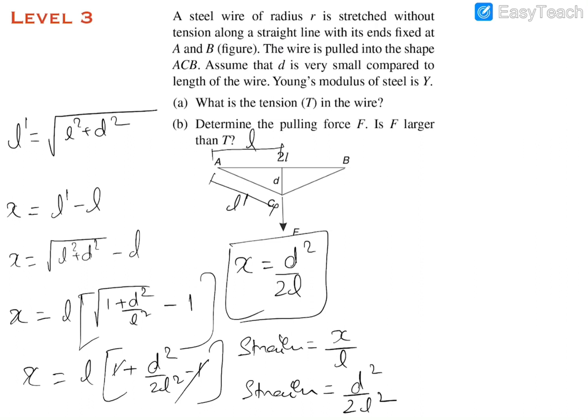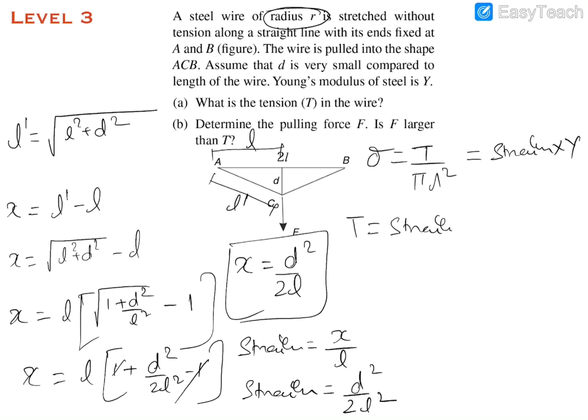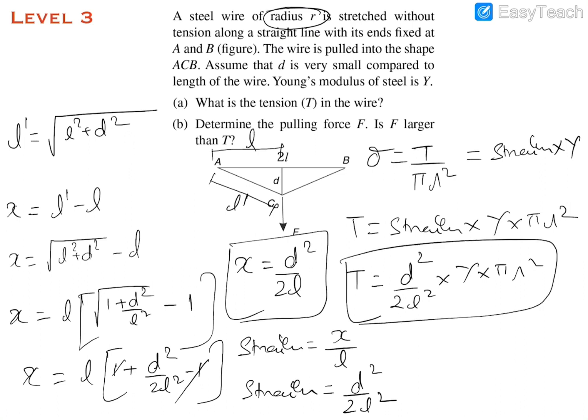And the stress will be equal to tension per unit area, and the radius of cross section of the wire is given as R. So the area of the wire would be pi R square, and this stress is also equal to strain into gamma. So tension will be equal to strain into Young's modulus into pi R square. So T will be equal to D square by 2L square into Young's modulus into pi R square. This is the value of tension.